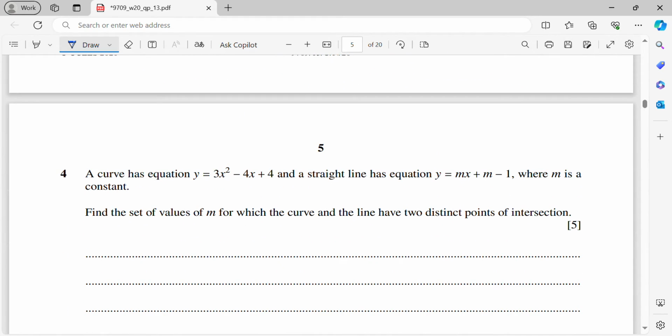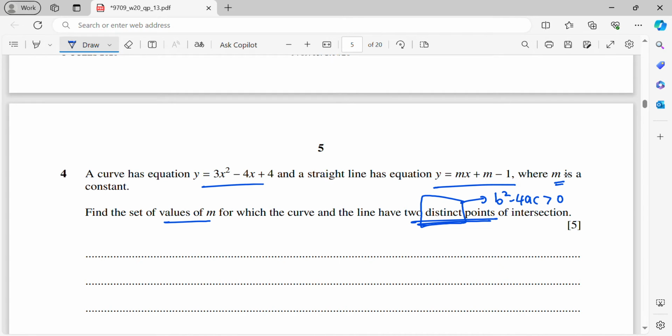Okay, now for question number 4, a curve has a quadratic equation, and a straight line has this equation, where m is a constant. Find the set of values of m for which the curve and line have two distinct points of intersection. So because of two different intersection points, right, I know that this is going to be b squared minus 4ac greater than 0. The b squared minus 4ac is basically the discriminant.